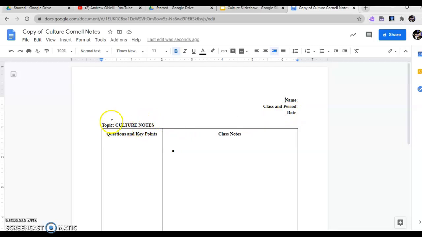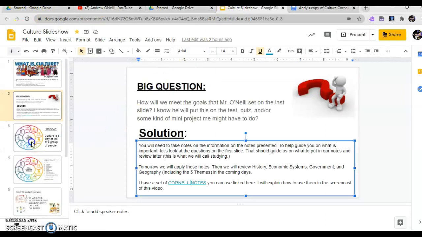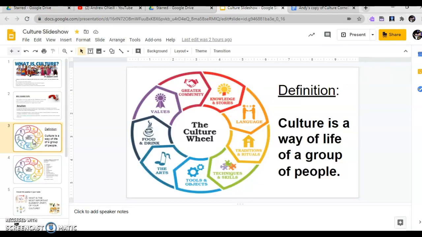So when you go back to study, and you even have it up here, I would make this Andy's copy of Culture Cornell Notes, so that when it's in my Google Drive or in my notebook, I don't lose it. I know where it is. And when Mr. O'Neill says, study your culture notes, you're like, okay, boom, I got it. I can go. So let's talk about what culture is.